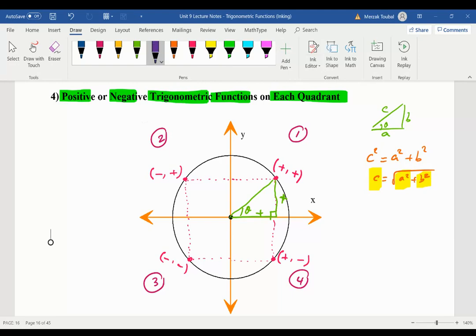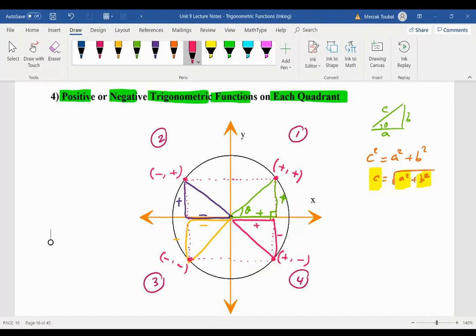In the second quadrant, we draw a triangle. The opposite is positive and the adjacent is negative. In the third quadrant, the opposite is negative, the adjacent is negative, and then in the fourth quadrant, the opposite is negative, the adjacent is positive.